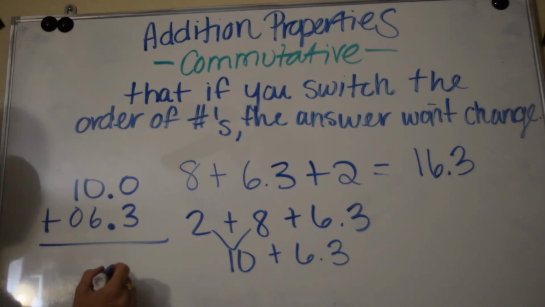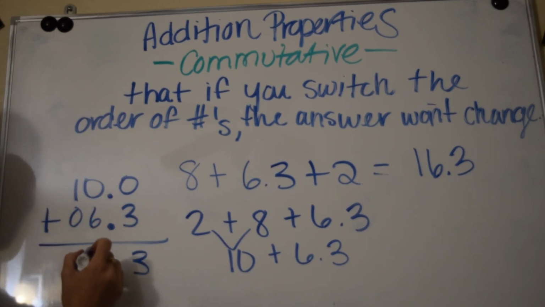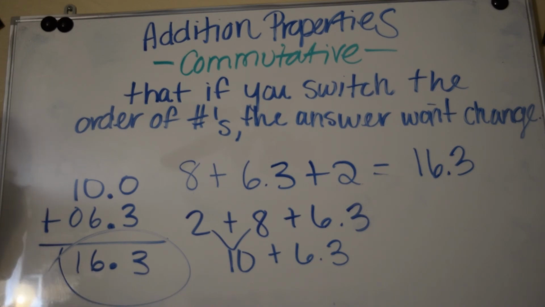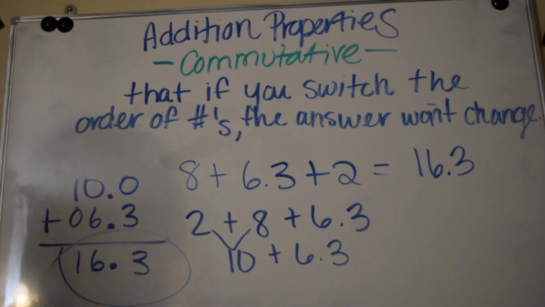All right, we bring down our decimal. 0 plus 3 is 3. 0 plus 6 is 6. And 1 plus 0 is 1. And there you have it. Commutative property does work. It is true that if you switch the order when adding, you will still get the same answer.